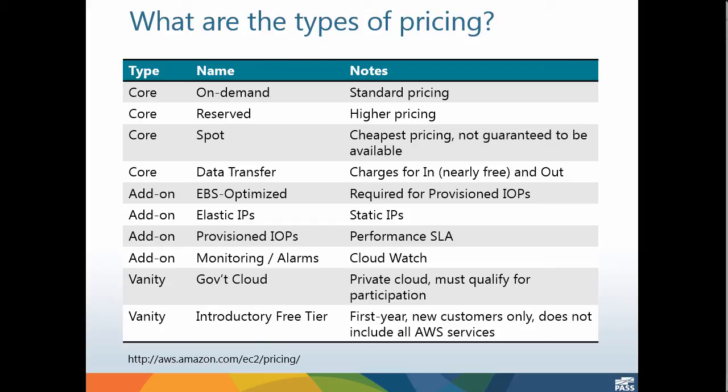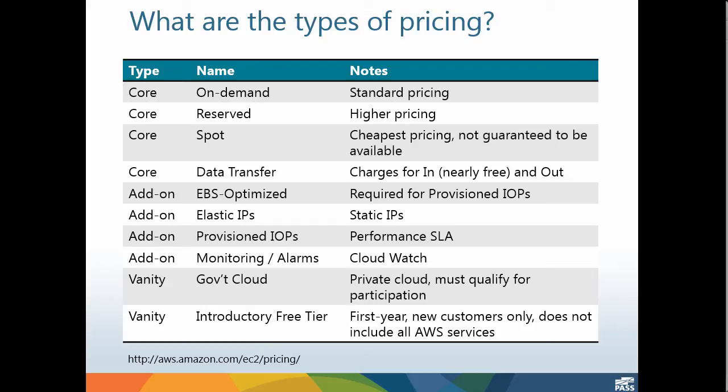Most people, when they start, they just get on demand, which is your standard pricing. We're going to talk in the screencast about two other types of pricing, reserved and spot, which, in the notes I say higher pricing, but there could be a business case for it. Spot is the cheapest, but again, it's a business case for it. So there are three different types of pricing of one of the core services, really important to understand. Again, as I just mentioned, data transfer charges for in are nearly free, and out there are charges, so that's something that you should be considering.